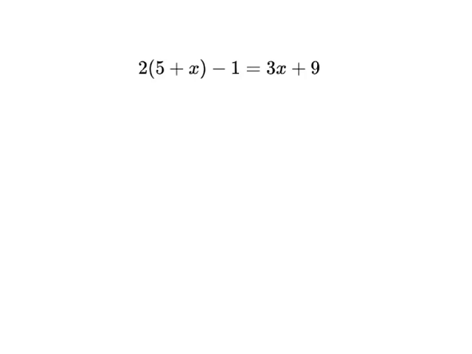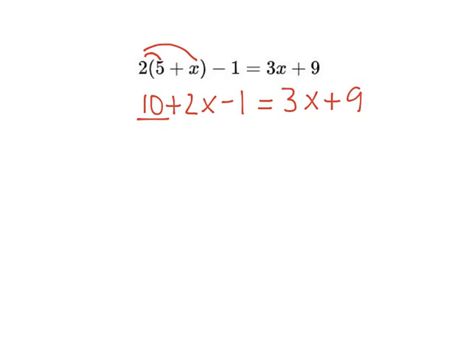Looking at this next problem, I'm going to distribute my 2 to my 5 and to the x. So 2 times 5 is 10, plus 2 times x, which is 2x, minus 1, equals 3x plus 9. Now I'm going to combine my like terms, 10 and negative 1. The 2x is going to stay the same. 10 minus 1 is 9.